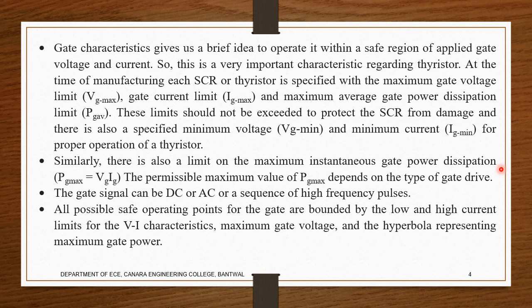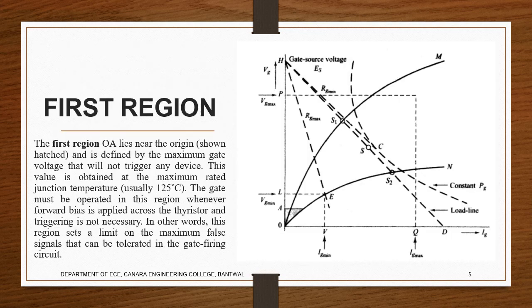All possible safe operating points for the gate are bound by high or low current values. That's what we call the VI characteristic. Wherever we go, we usually represent it with respect to VI, and that's the standard procedure we follow. Similarly, the maximum gate voltage and the hyperbola representing the maximum gate power, everything has to be bounded and kept in one region. So this is the graph here. We can look here: this is the current and this is the gate voltage.